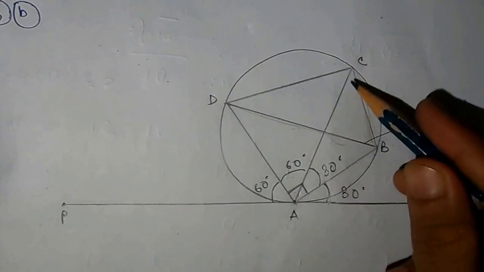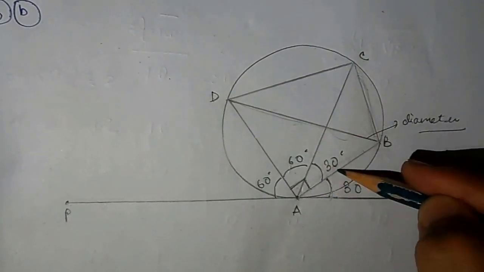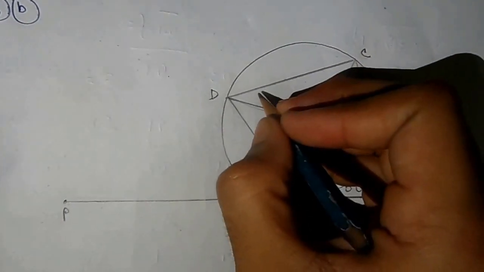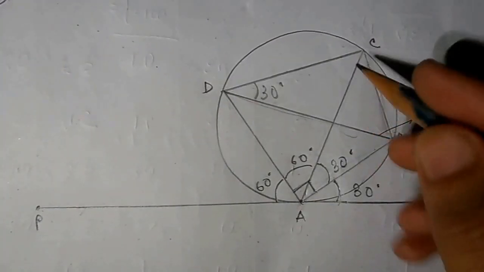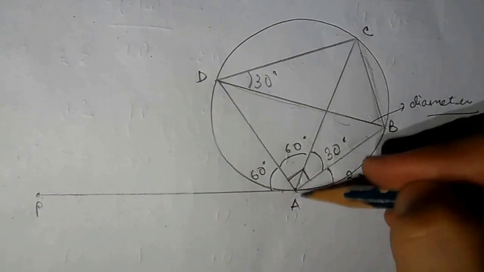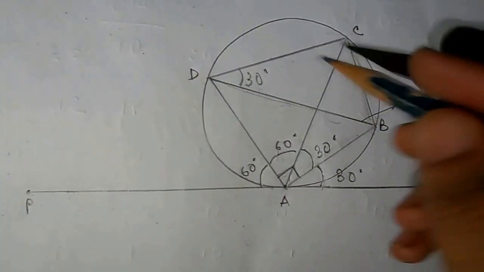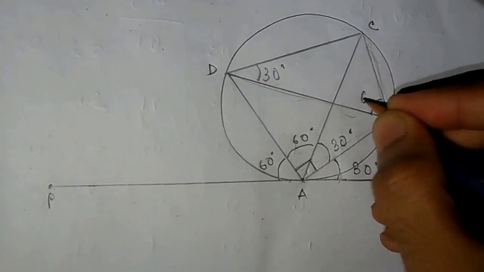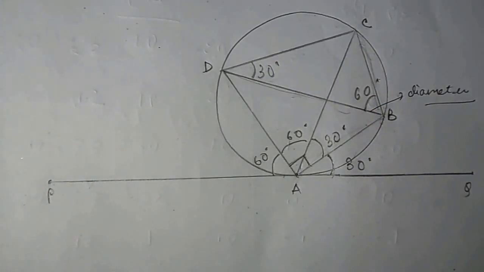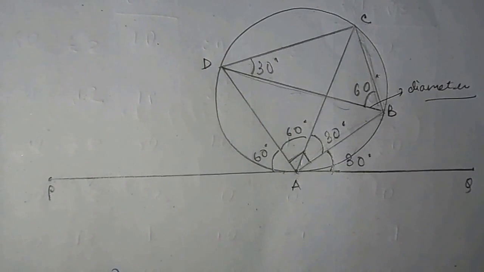So if CAB is 30 degrees, angle CDB will also equal 30 degrees, first of all. And second, this is 60 degrees, angle DAC is 60 degrees, therefore angle DBC will also equal 60 degrees. So these are the two angles we get by this theorem.